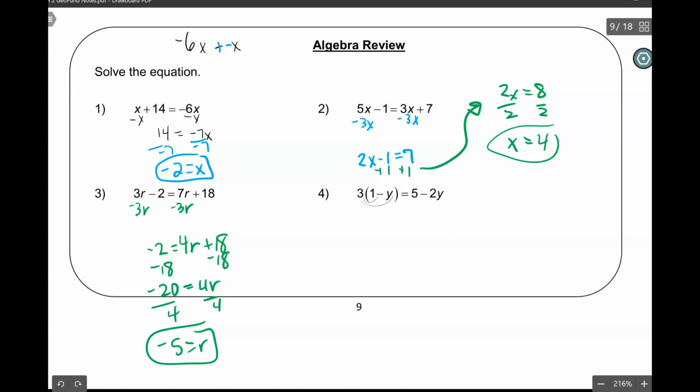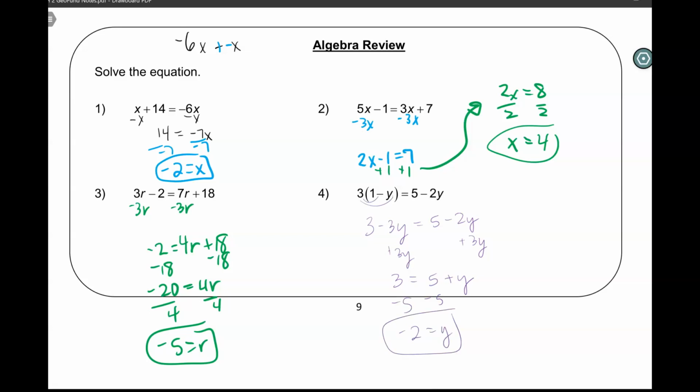Alright, distribute out the 3. So 3 minus 3y equals 5 minus 2y. So I'm going to add 3y to both sides. So 3 equals 5 plus y. Subtract 5, negative 2 equals y.